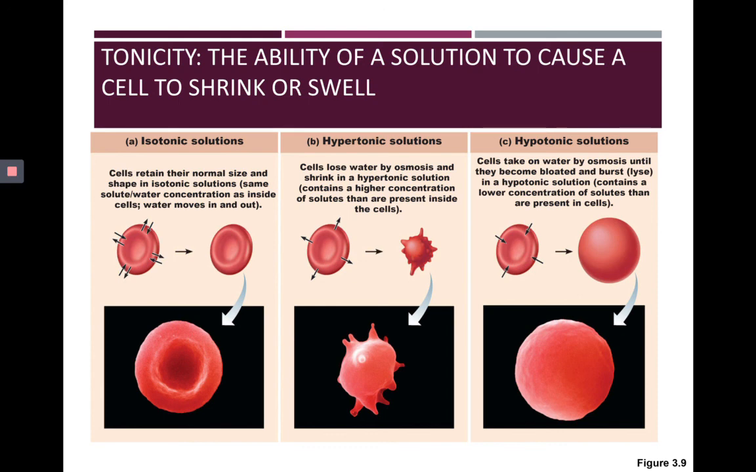Then vice versa for a hypotonic solution, the cell will take on water by osmosis until they become bloated and burst. That bursting is called lysing. So in a hypotonic solution that contains a lower concentration of solute than are present in cells, we'll see water enter and again cause a cell to swell, then burst. That's very dangerous. It can destroy cells, but it's just as dangerous to cause cells to shrink. And this shrinking is generally called crenation.